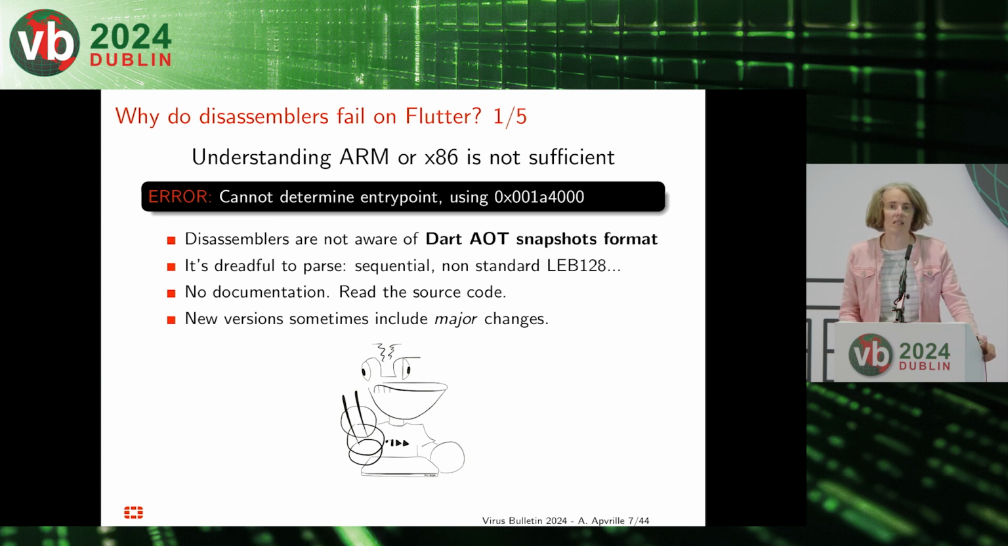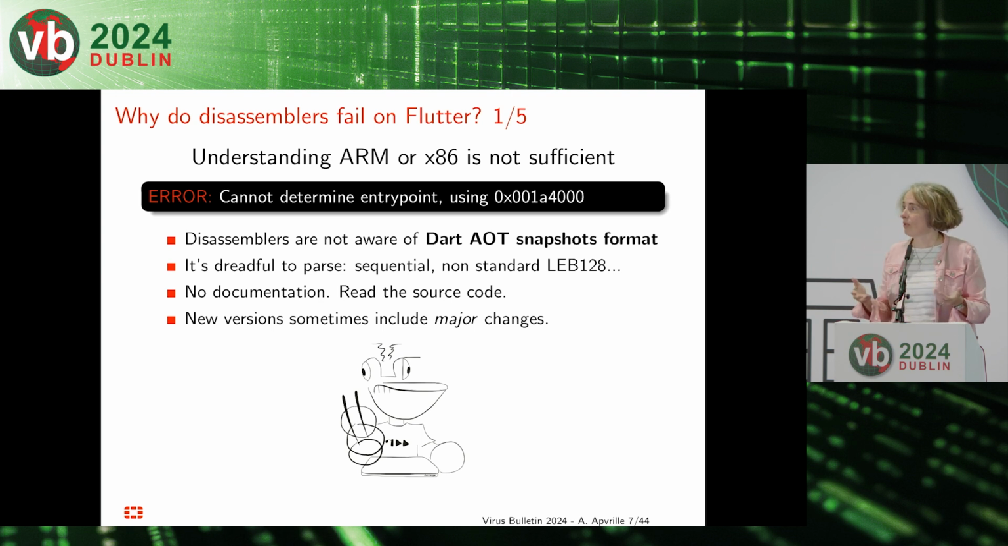So why is it difficult to reverse Flutter? It's as painful as we had in the previous talk with Rust. True, we do understand ARM and x86 instructions, no problem with disassemblers on that point. But the issue is that disassemblers do not know the binary format for Flutter, which is called Dart AOT snapshots. As they don't know the binary format, they are not able to get into it and make sense out of what they are reading, and that's a big issue.